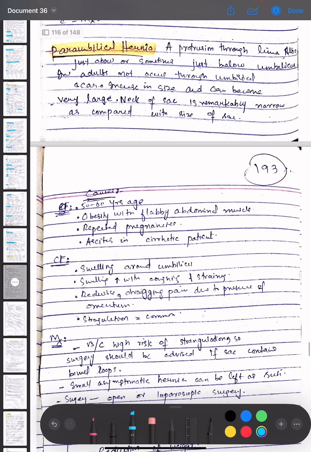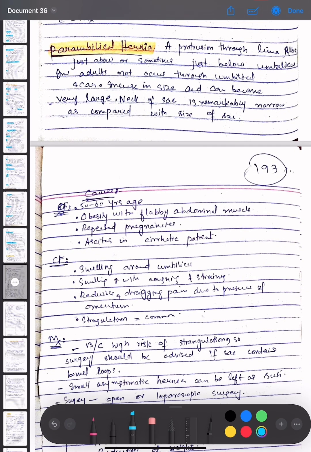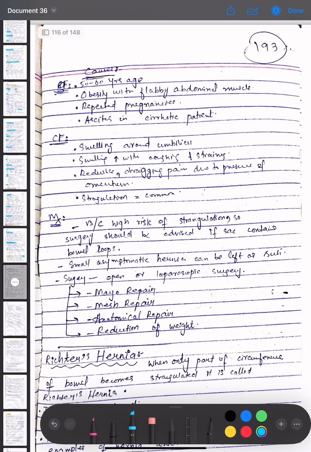Paraumbilical hernia is a protrusion through the linea alba just above or sometimes just below the umbilicus. In adults, it does not occur through the umbilical scar. It increases in size and can become very large. The neck of the sac is remarkably narrow compared with the size of the sac. The causes are age 50 to 60 years, obesity with flabby abdominal muscles, repeated pregnancies, and ascites in cirrhotic patients. The clinical features are swelling around the umbilicus, increasing with coughing and straining. It is reducible, with dragging pain due to the presence of omentum, and strangulation is common.